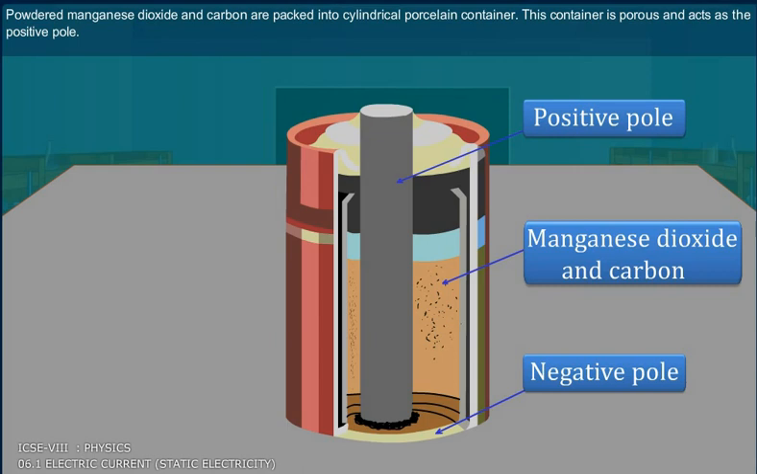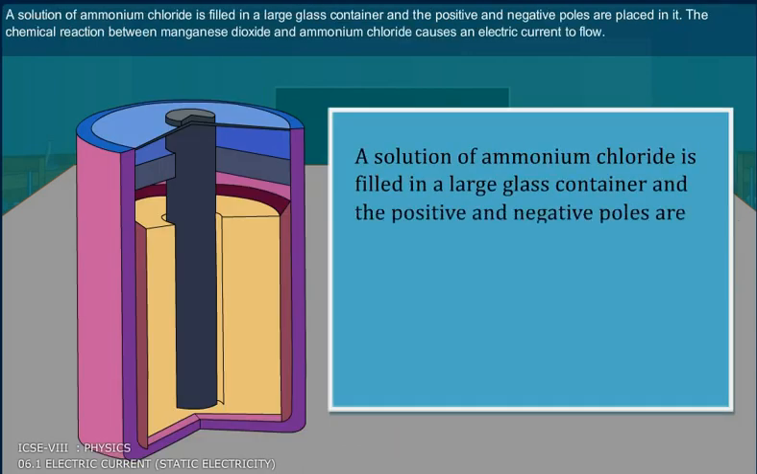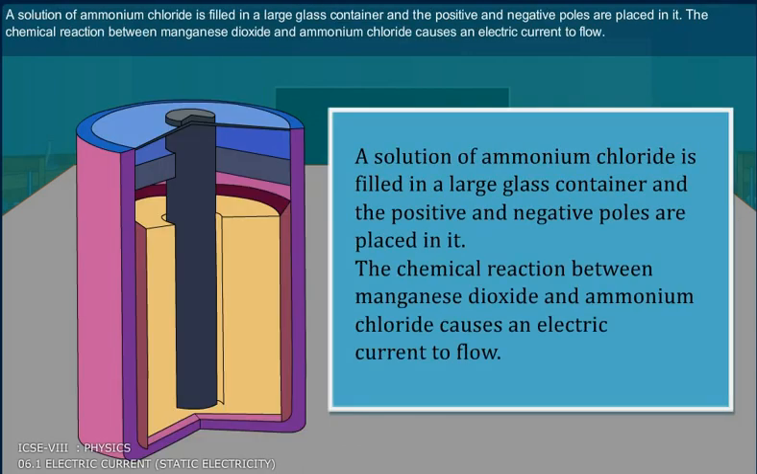Powdered manganese dioxide and carbon are packed into a cylindrical porcelain container. This container is porous and acts as the positive pole. A solution of ammonium chloride is filled in a large glass container and the positive and negative poles are placed in it. The chemical reaction between manganese dioxide and ammonium chloride causes an electric current to flow.